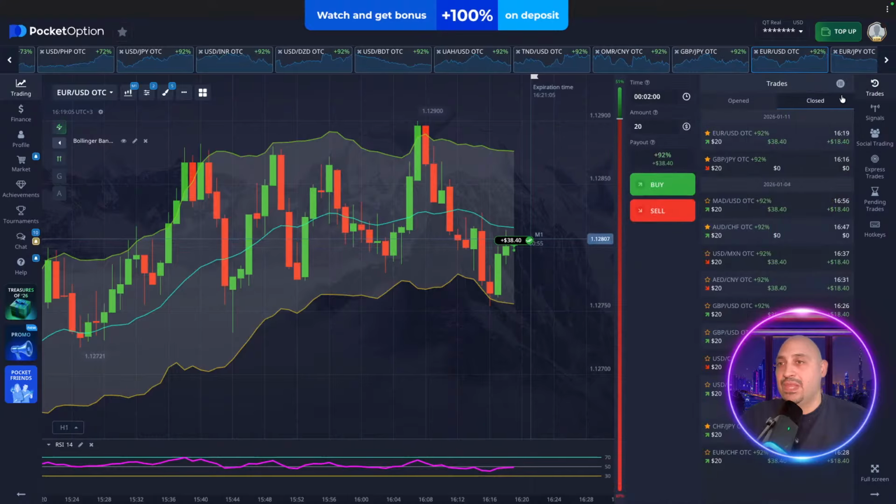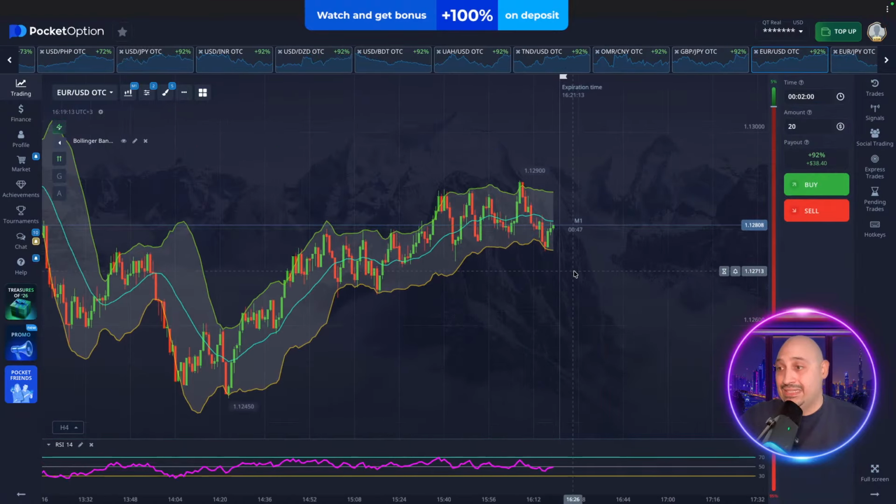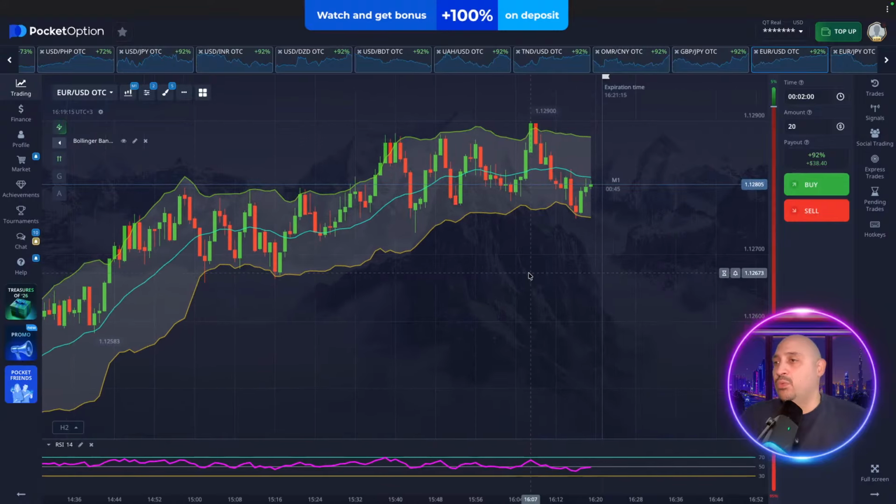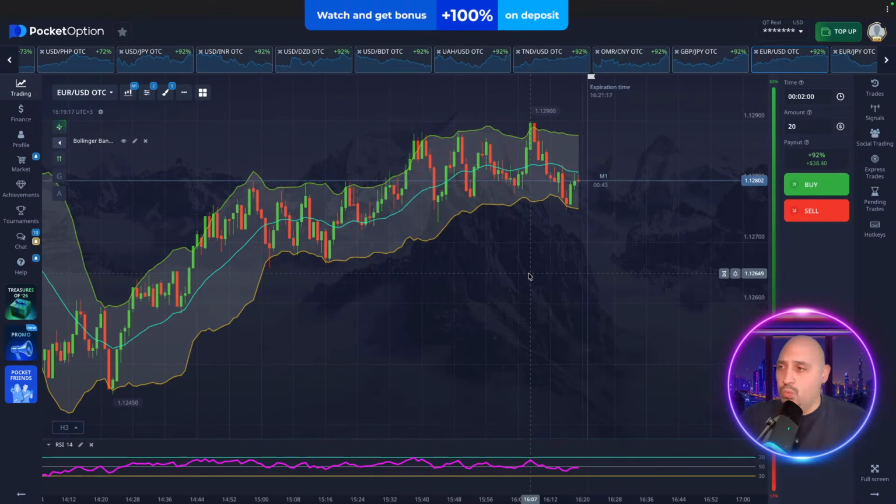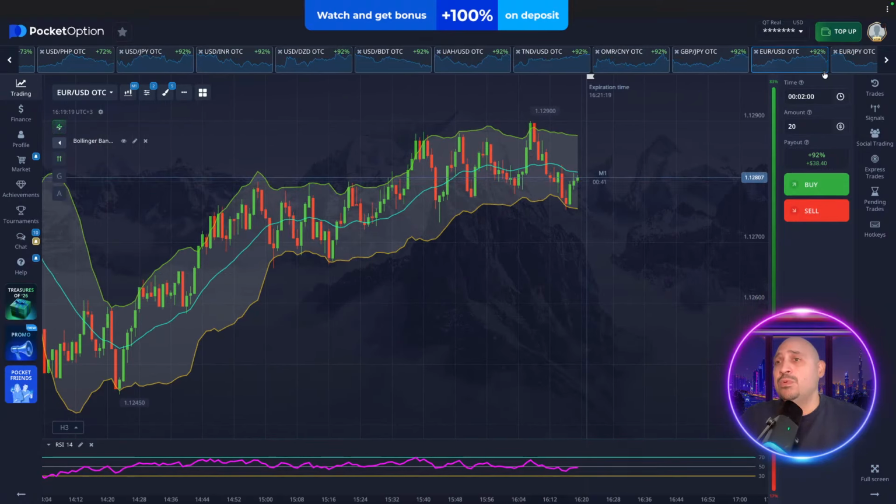There it is, guys. Our first trade of the day. We are technically even, or to be honest, if you want to use maths, I'm minus $1.60 at this particular moment, which is a good start. 1 win, 1 loss. 92% is great.